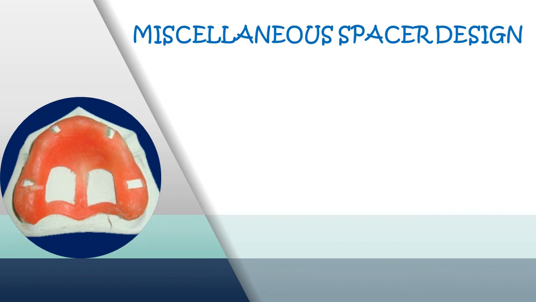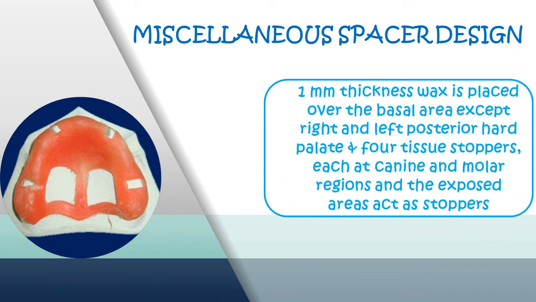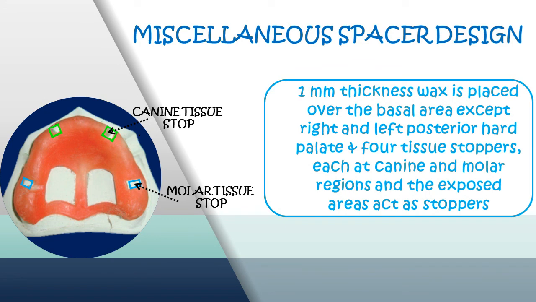Now the next design we have is the miscellaneous spacer design. 1 mm thickness of wax is placed over the basal area except the right and left posterior hard palate, and 4 tissue stops, 2 each at the canine and molar region, and the exposed area acts as stoppers. Look at the figure. We have 2 tissue stops in the anterior region and 2 in the posterior. It means we have totally 4 tissue stops, 2 in the canine region and 2 in the molar region. And the yellow area will represent the posterior hard palate.